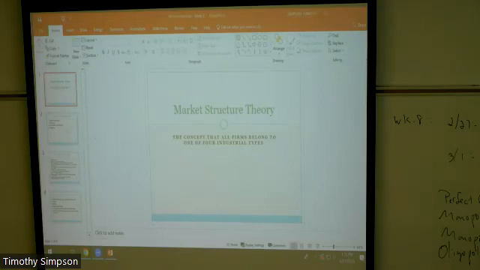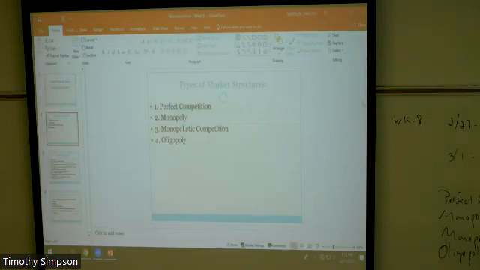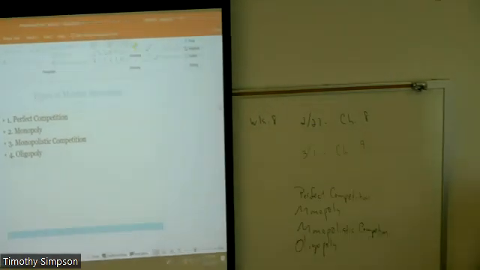And those structures, in the chapterization of the text, go along these lines: perfect competition, monopoly, monopolistic competition, and oligopoly. Okay, and we're going to cover these one at a time, and we're going to focus on what these are all about individually. So when we talk about these four structures, what is it that is important to know?